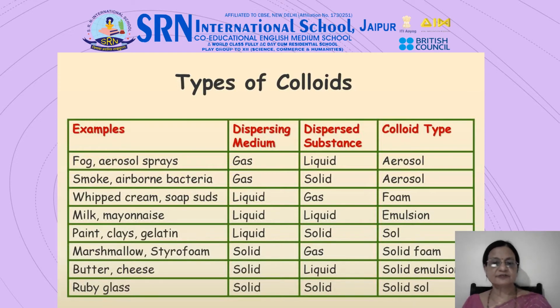Gas in solid forms solid foam. Examples are marshmallow, styrofoam. Liquid in solid forms solid emulsion, for example, butter, cheese. And solid in solid forms solid sol, for example, ruby glass.